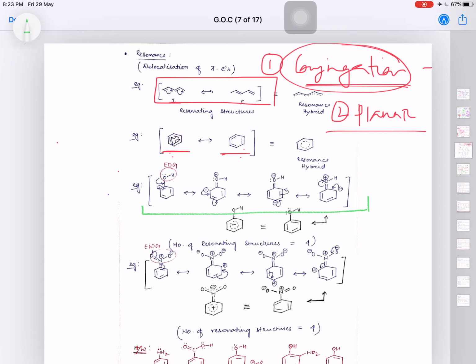Okay, the first one is phenol, and phenol is an electron donating group. Now see why phenol is an electron donating group, how we will find it. See, electron donating and withdrawing groups, if you don't memorize, you can also easily find it. How to find it: you just check that this oxygen is more electronegative compared to the carbon.